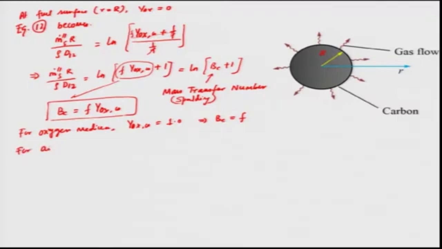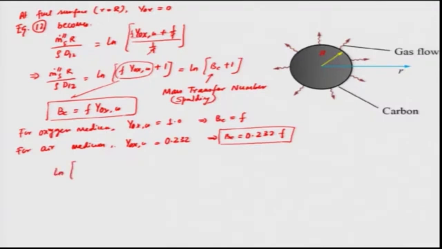And for an air medium, Y oxygen infinity is nothing but 0.232. So, therefore, B C is nothing but 0.232 F. This we should keep in mind; we are now considering air as the surrounding medium. And we have already seen earlier that ln of Y ox plus 1 by F over Y O x infinity plus 1 by F is equal to minus ln of B C plus 1, times R by r.